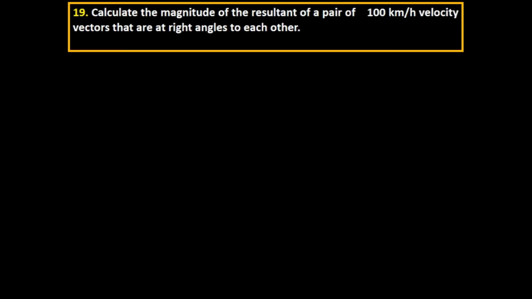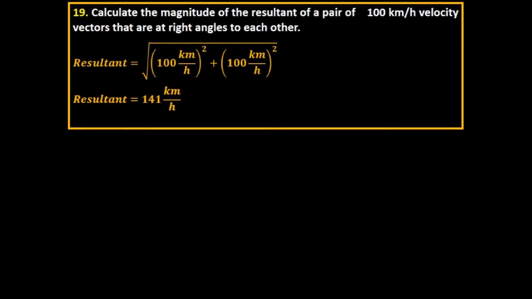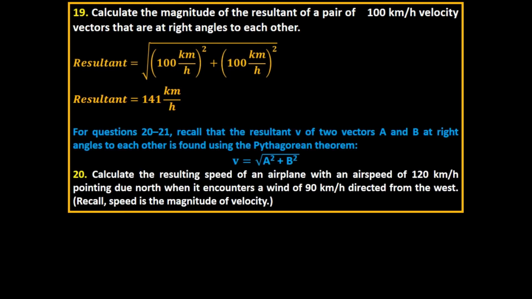Calculate the magnitude of the resultant of a pair of 100 km/h velocity vectors that are at right angles to each other. So it would be the sum of the squares, and it would be 141 km/h. That would be the resultant. You're using the Pythagorean theorem. We're going to actually be using the Pythagorean theorem for the next few problems. So make sure that you know what that is, and that's going to be the square root of a squared plus b squared.